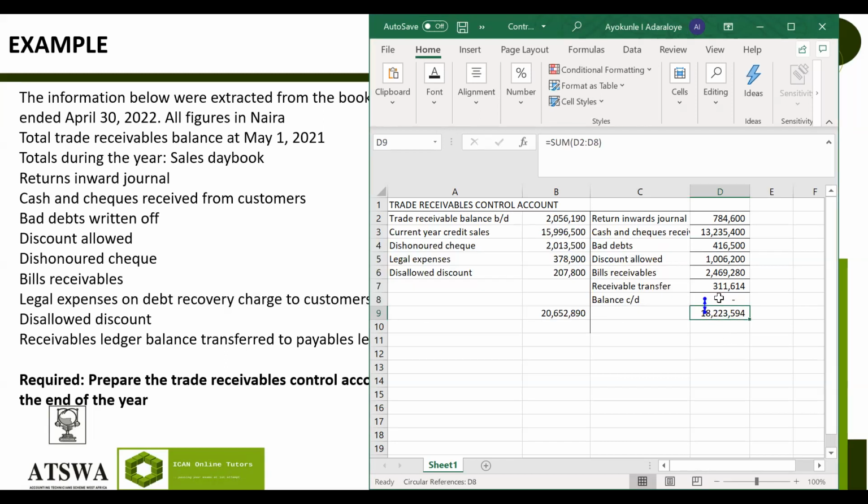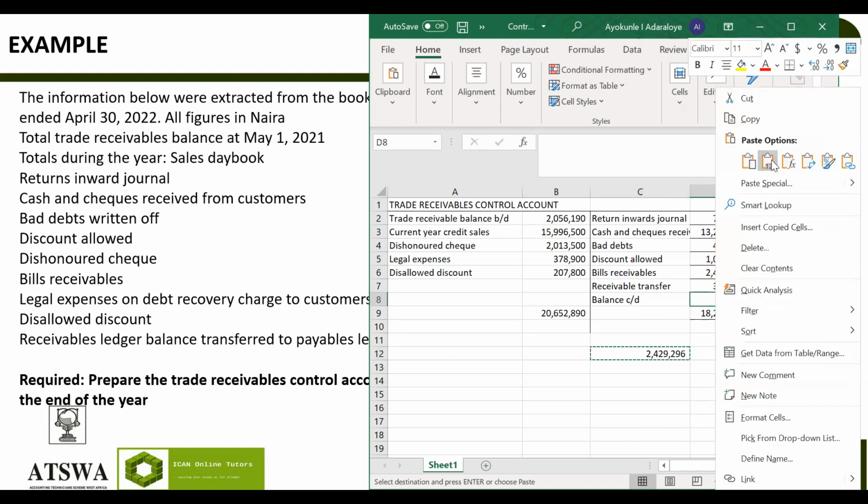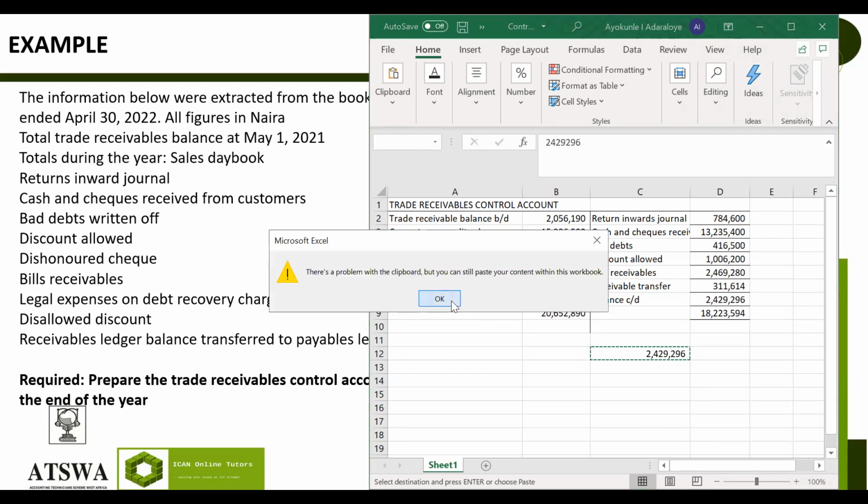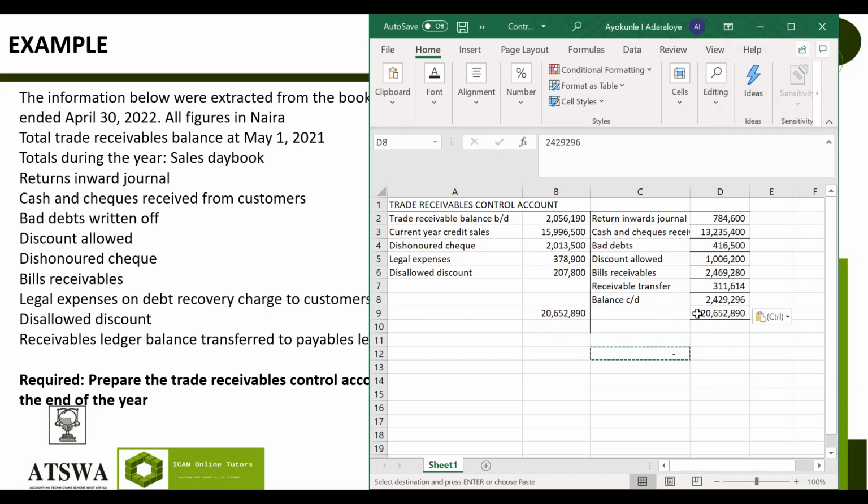I know you won't take it because of circular referencing. So let's do the balance separately somewhere here. 20,000 minus 18,000. 2,428,000. That's the difference. So put the difference here and see, they are now the same. So what we just do now is do what? Balance brought down on this other side.